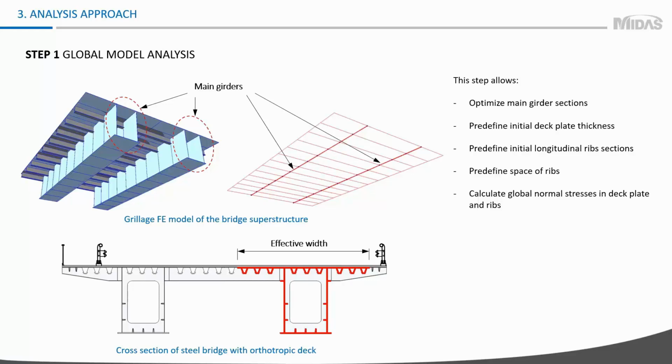And using this model you can optimize a girder section and plate thickness of this girder section. You can optimize initial thickness of orthotropic deck plate, and you can define some initial section of longitudinal ribs and shape of these ribs. And this model considers only global flexure subsystem.